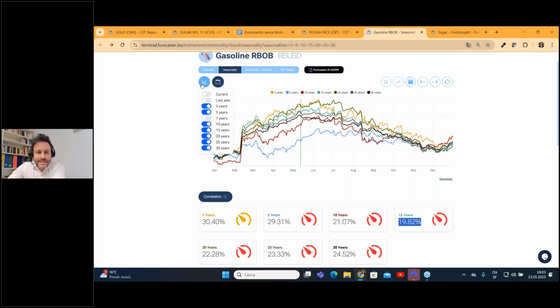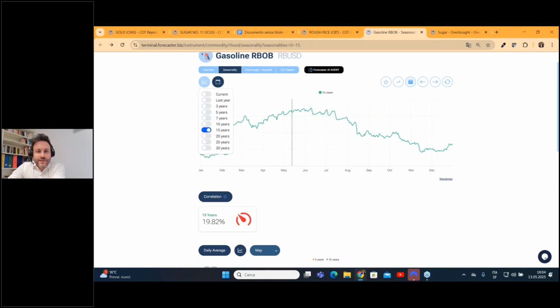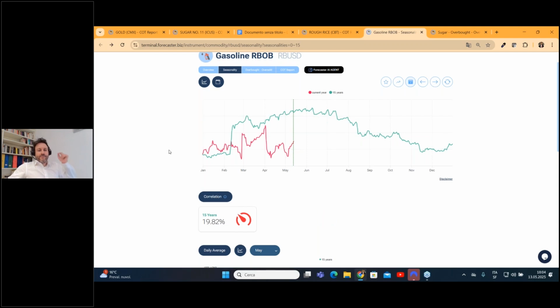Okay, so let's isolate only the 15 year, because when you find such a very low seasonality correlation, it means something really interesting. It means that probably the prices will do the opposite, okay? Because if we have a very low correlation, like in this case, what does it mean, 19%? It means that out of 100 days, only 19 are doing like the historical seasonality we have on the chart. It means they are doing the opposite.